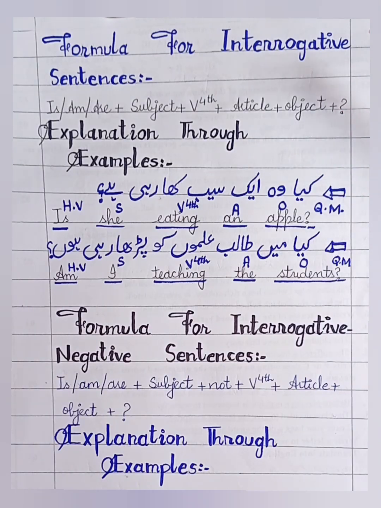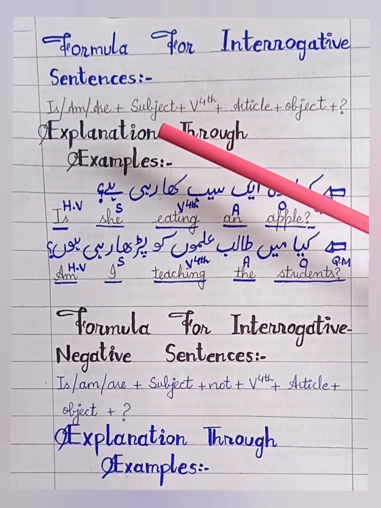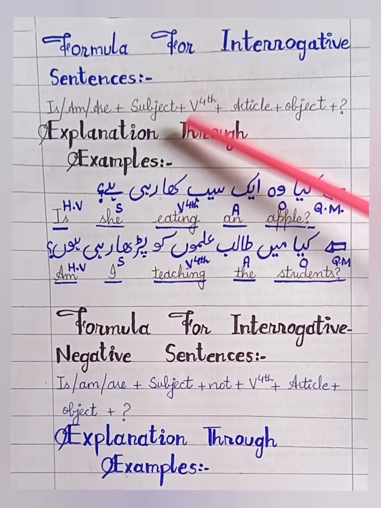The difference between positive, negative and interrogative sentences is that in both cases, I mean to say in affirmative and negative sentences, we will use a full stop at the end of the sentence, but in this case, in the end, we will use a question mark, not a full stop. Now I will tell it in detail with the help of examples.